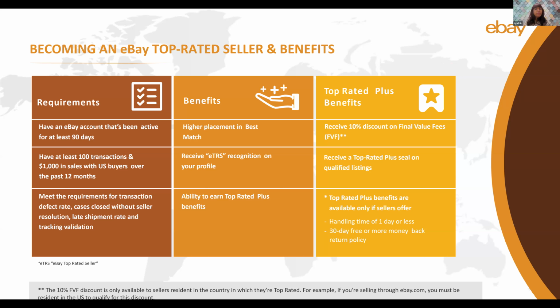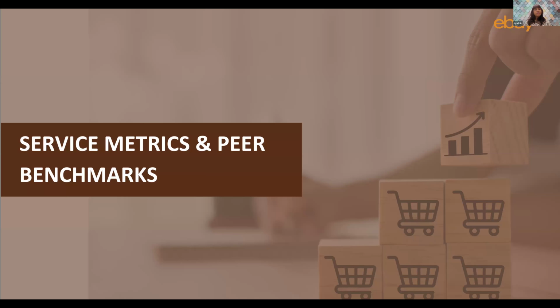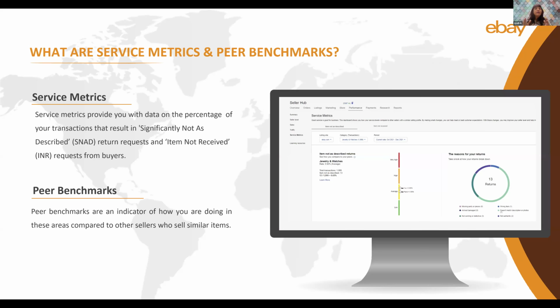We want to make sure that buyers have a great experience when shopping on eBay. So we try to help sellers provide great service for their buyers. We provide sellers with service metrics and peer benchmarks so that they can see how they are performing in comparison to other sellers who sell similar items. Your service metrics and your peer benchmarks help you keep track of how you are performing compared with others who sell similar items. You can monitor your service metrics and peer benchmarks on your service metrics dashboard in Seller Hub, which is a part of the Performance tab.